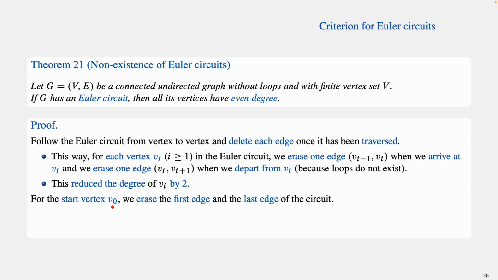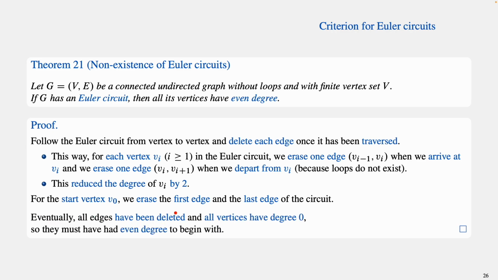And for the start vertex V0, we erase the first edge and the last edge of the circuit. So eventually all edges have been deleted when we're done walking through the path or the circuit. And once we're done, all vertices have degree 0. So because we arrive at this point by in each step reducing the degree of a vertex by 2, all the vertices must have had even degree to begin with. And that concludes the proof.